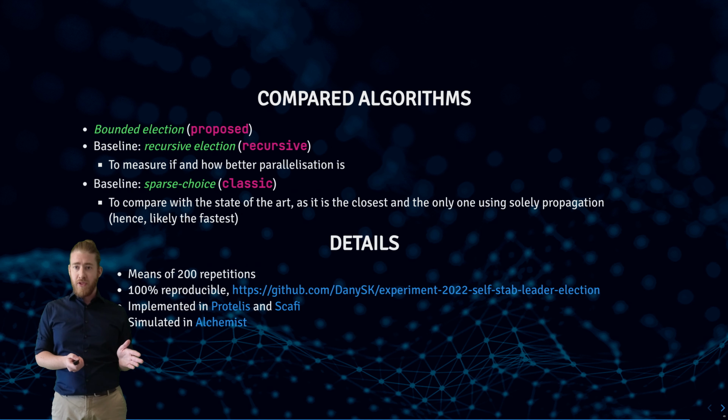We compare 3 algorithms: bounded election, the trivial version of the idea, and an existing implementation of sparse choice that we selected among the others in the literature, as it's the only one that relies on propagation without recollection. So we expected this one to be faster than other proposals.